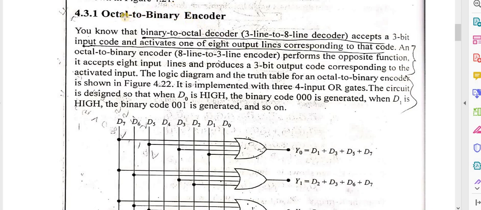So for example, we will see this octal to binary encoder, that is 8 line to 3 line. An octal to binary encoder performs the opposite function of a decoder. We have already discussed the decoder. What does a decoder do? A decoder converts binary to octal, that is 3 line to 8 line.